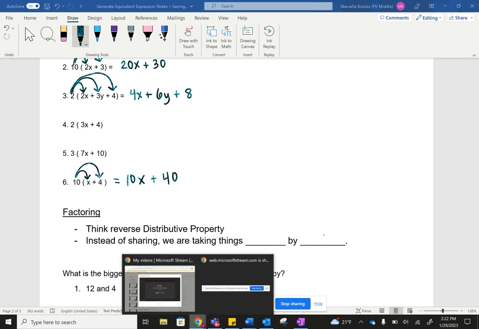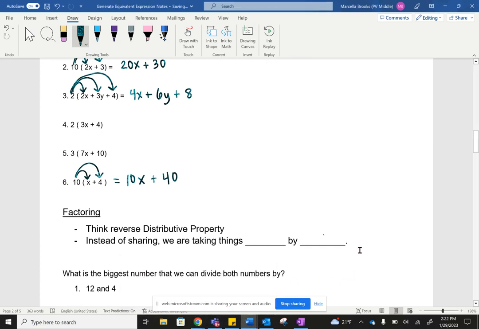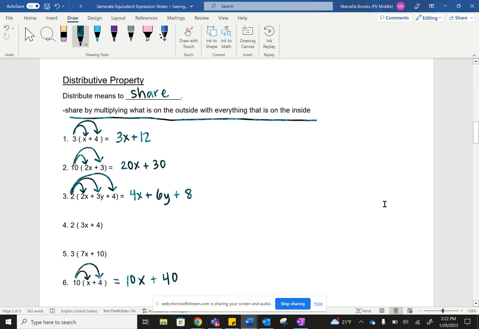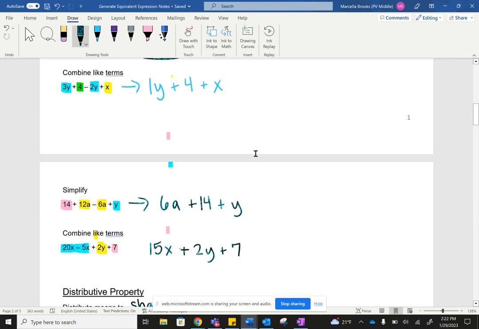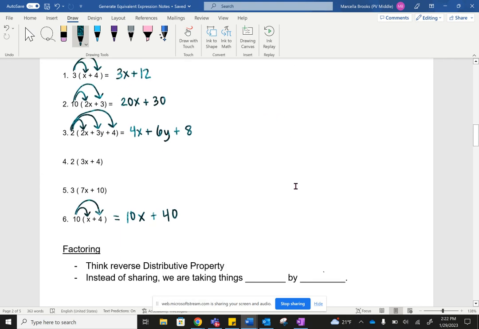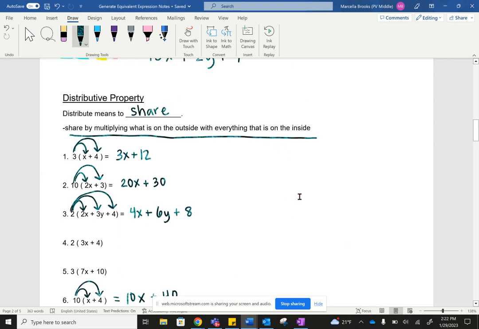Once you're done with this part, I want you guys to stop and go do the practice sheet. It's over the distributive property and combining like terms. Do that before you move on to the part 2 video.